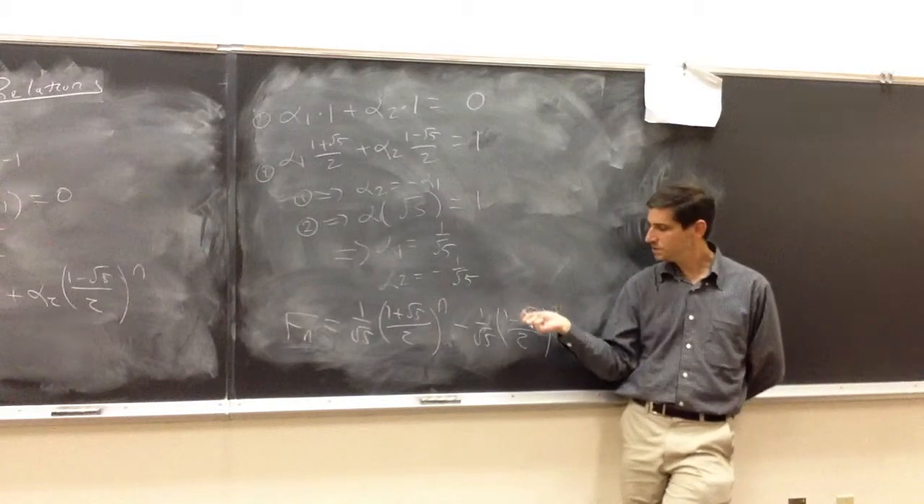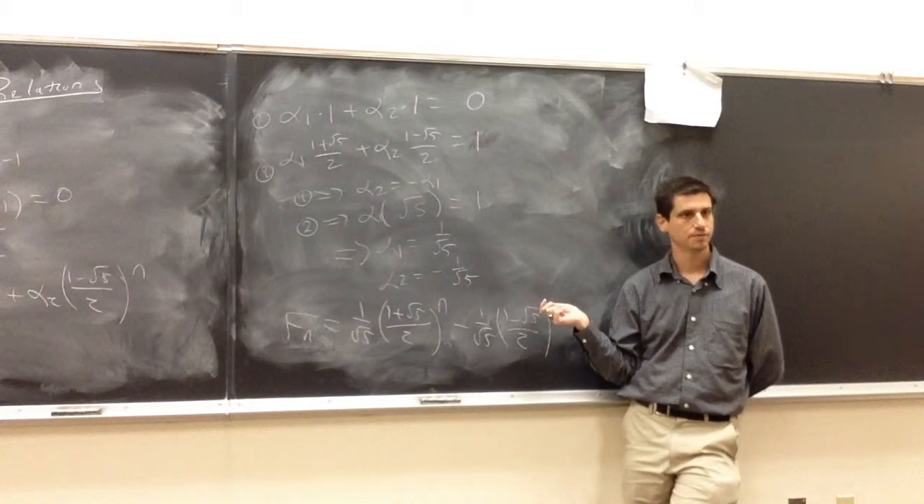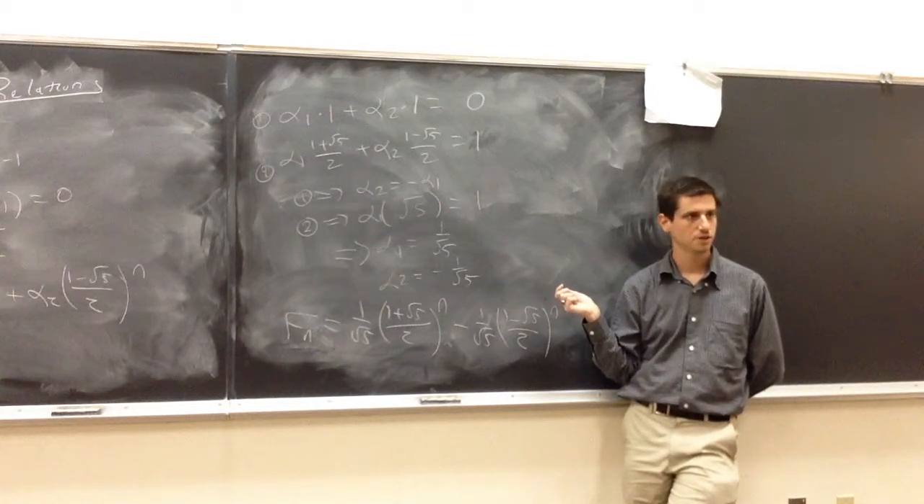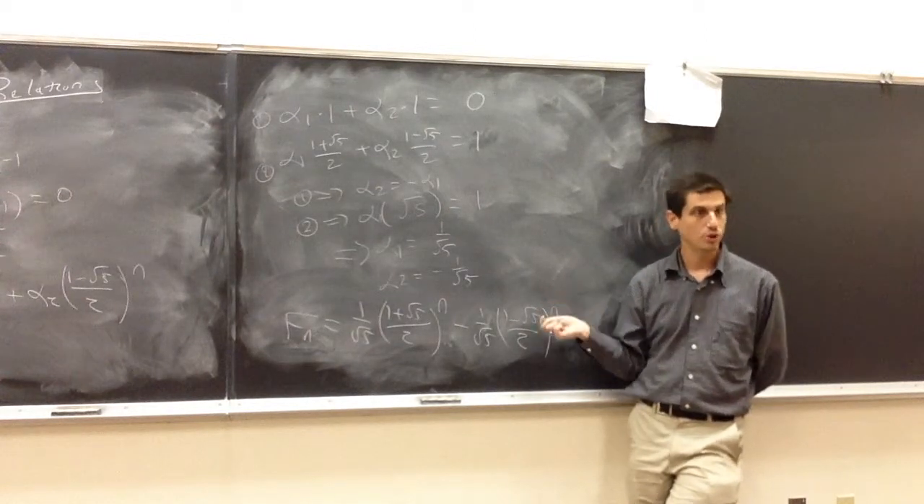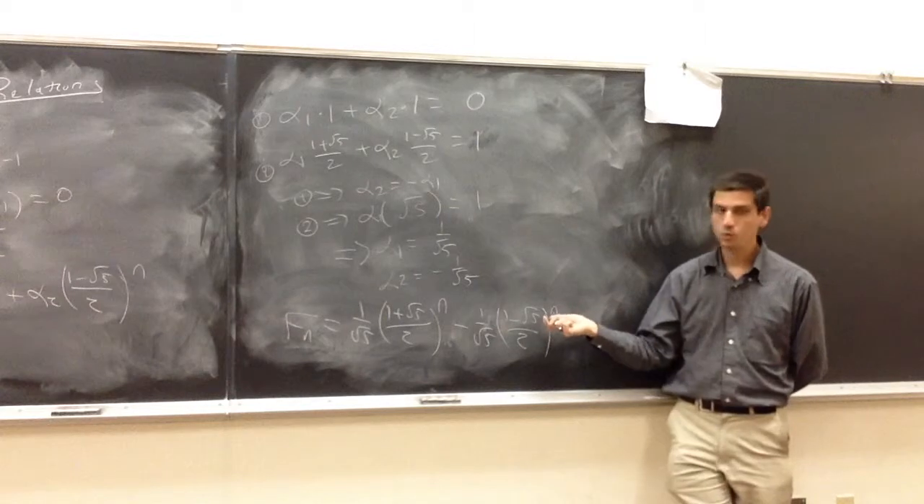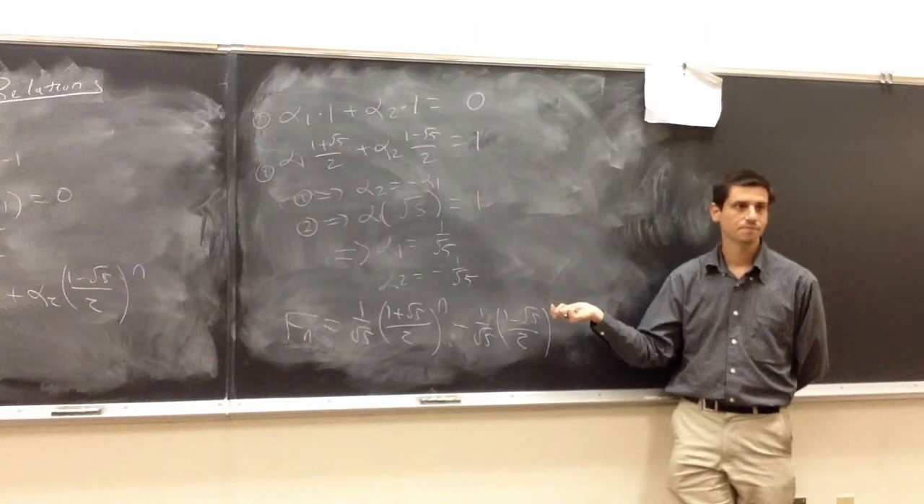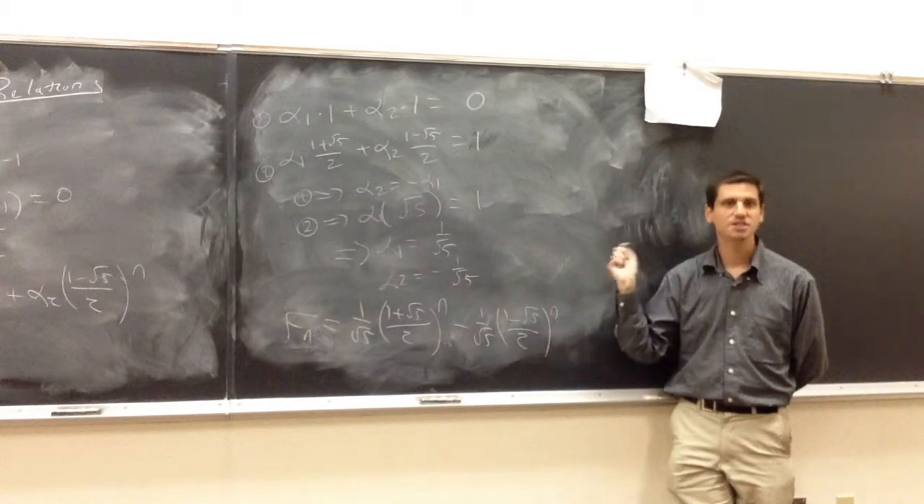What can you tell me? How big is 1 minus root 5 over 2? What can you tell me about its size? Big, small, positive, negative, complex? Small negative. It's less than 1 in absolute value. Square root of 5 is between 2 and 3. That's the level of detail I need, okay?